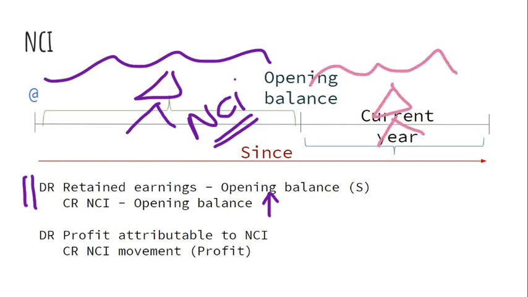For the current year movement attributable to NCI, the consolidation journal entry is the following: debit profit attributable to NCI, credit NCI movement for profit. What have I achieved through this consolidation journal entry? Again, I've increased the NCI movement with the portion of the current year movement in the equity of S, and the debit profit attributable to NCI is treated as a reduction in the profit of the group, so that you are left with the profit of the group attributable to the owners of the parent.